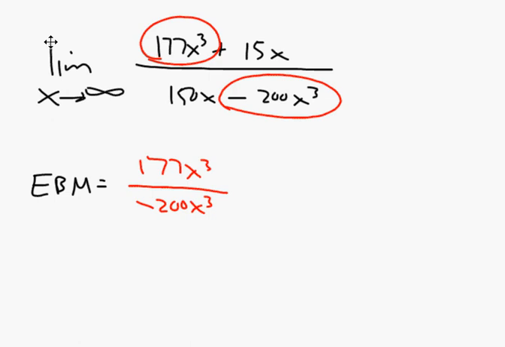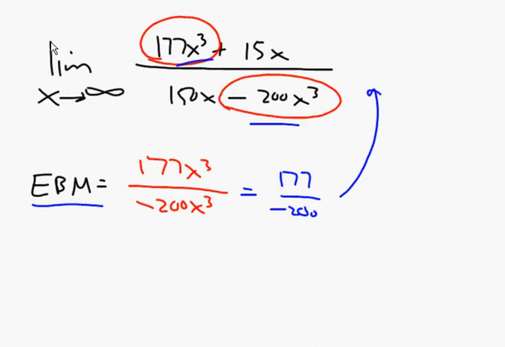So this term is going to win out in the long run, just like this term on the bottom is going to win out in the long run. So these are your two most powerful terms. So end behavior model says just divide your two most powerful terms and see what you get. So in this case, you'll get 177 over negative 200, and that's the answer to this limit. That's all you have to do.